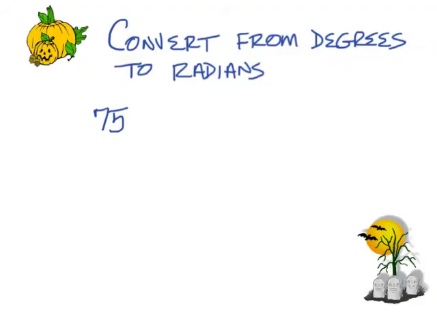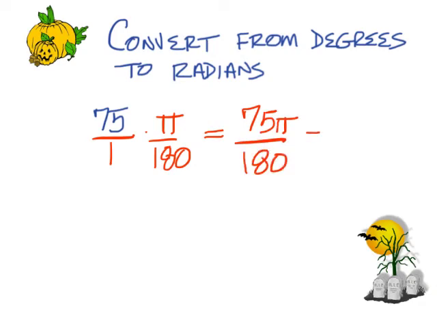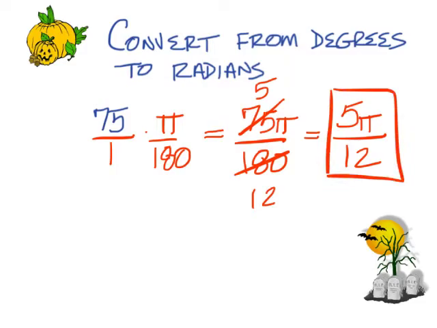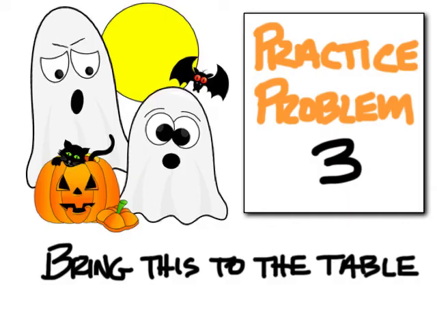Example number 4. Convert from degrees to radians. 75. Multiply that by pi over 180. That would be 75 pi over 180, and 15 should go into both of them. 15 into 75 5 times, and into 180 12 times. 5 pi over 12. Try practice problem number 3 and drop it off.